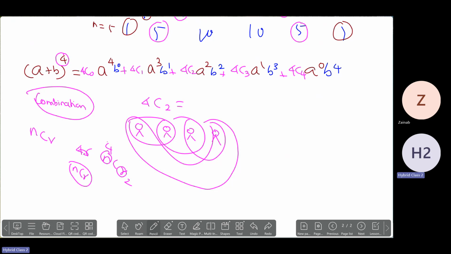6. That means 6 options are available. I can choose 2 different people from 4. For example, A, B, C, D. Who are you going to choose? It can be A and B, or another combination. This answer is the number of combinations.